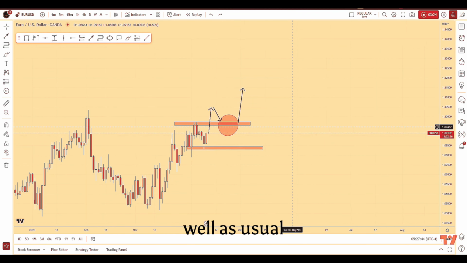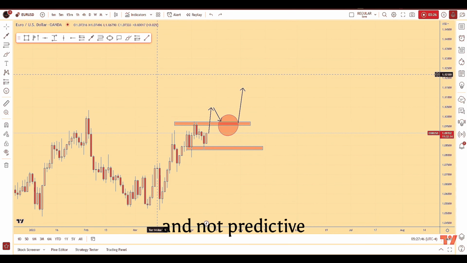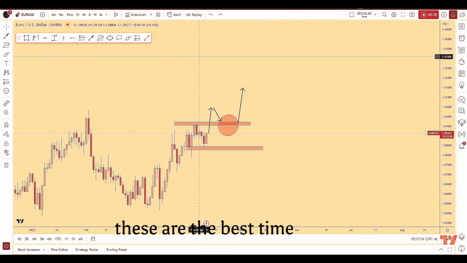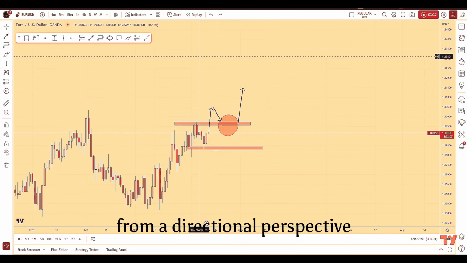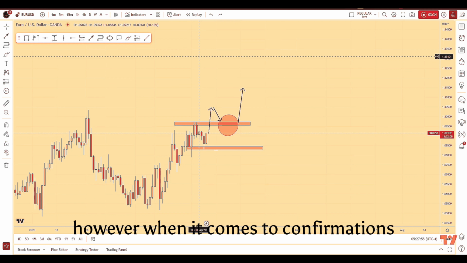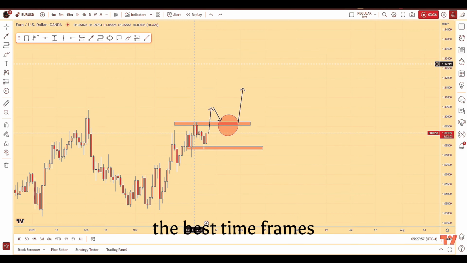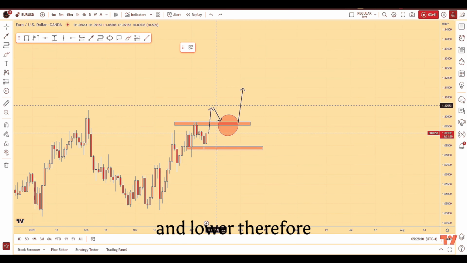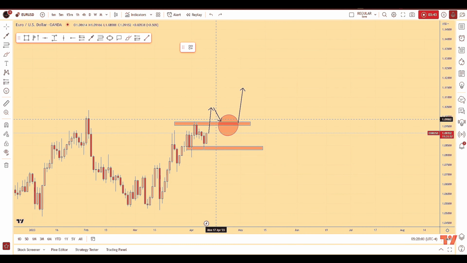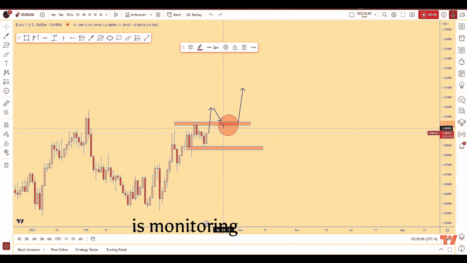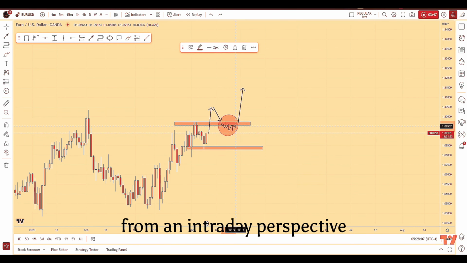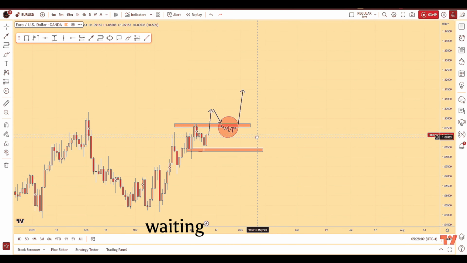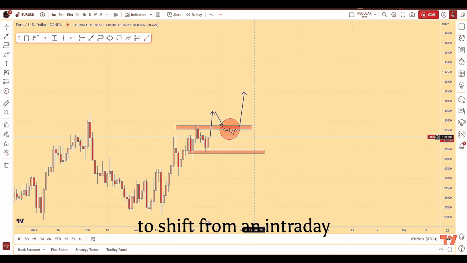Well, as usual, trading is reactive and not predictive. The monthly, weekly, and daily are the best time frames from a directional perspective. However, when it comes to confirmations and entries, the best time frames are the intraday time frames, so 4 hour and lower. Therefore, what we could be doing, potentially also with students, is monitoring price action from an intraday perspective during this move to the downside, waiting for the market to shift from an intraday bearish market to an intraday bullish market.